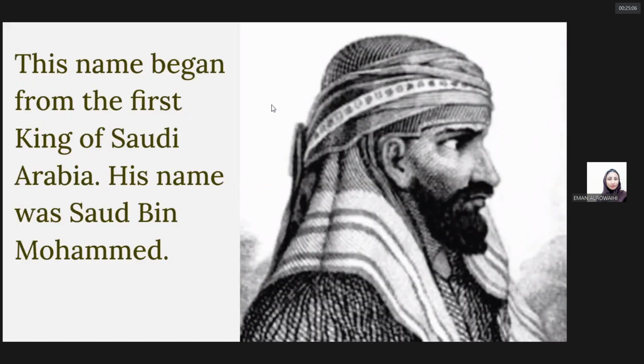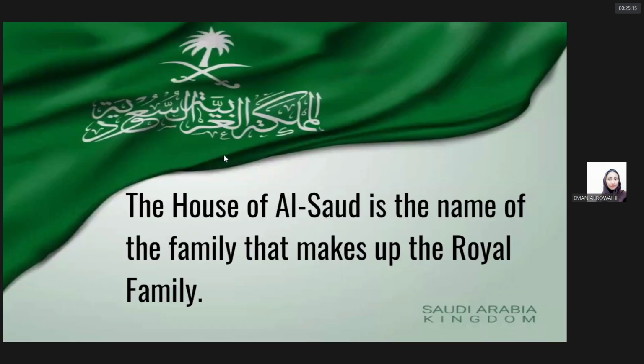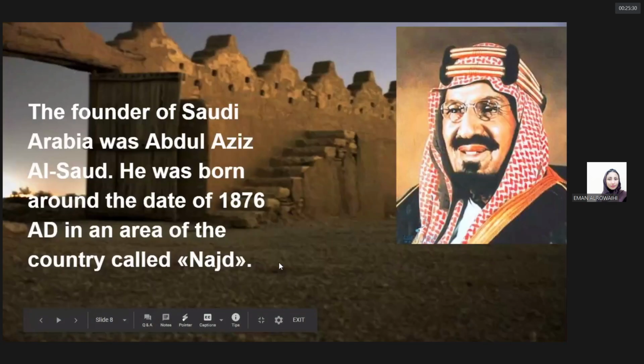This name began from the first Malik of Saudi Arabia. His name was Saud bin Muhammad. The House of Al Saud is the name of the royal family. The founder of Saudi Arabia was Abdul Aziz Al Saud. He was born around the date of 1876 in a region of the country called Najd.